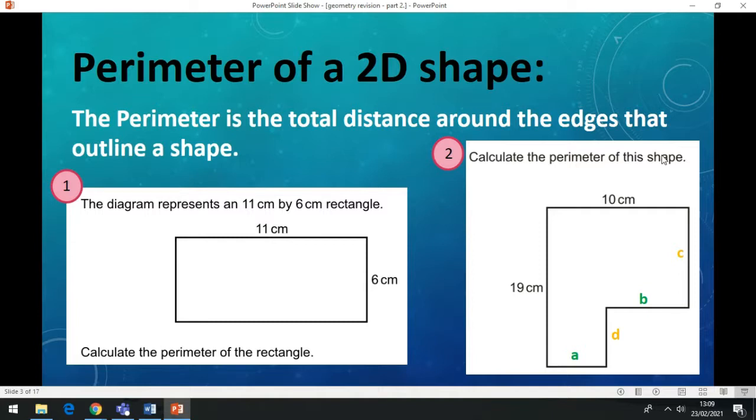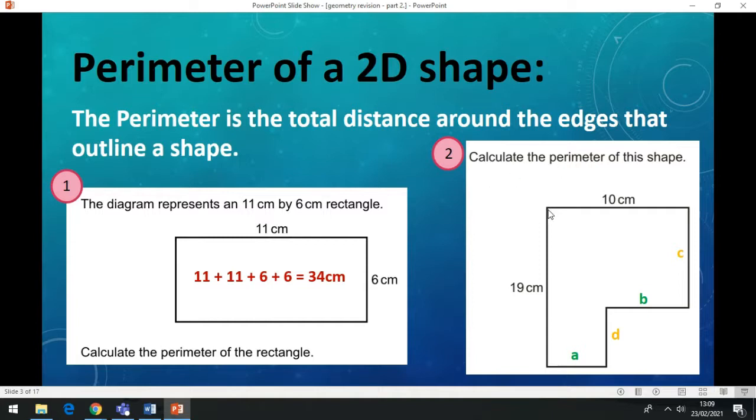If you're not so confident, just remember that a rectangle has two opposite sides that are the same length. So actually we've got 11 centimetres here and 11 centimetres at the bottom, 6 centimetres on the right hand side and 6 centimetres on the left hand side. So we would add up all four sides and our answer would become 34 centimetres. Right, for question 2, this is a lot harder. If you're confident, pause the recording, have a go.